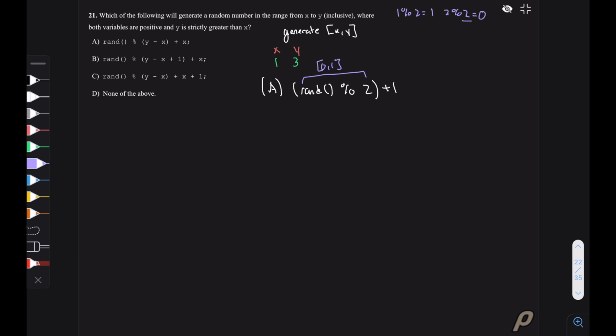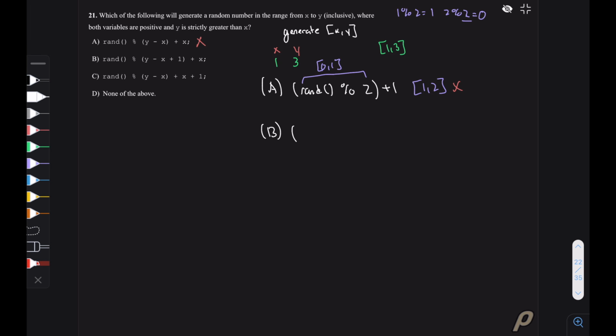And then once we add 1 to both of these bounds, then we're going to be generating from 1 to 2. And what are we looking to be generating from? We want to be generating from 1 to 3. So we know that that is not correct, as we're not generating to the right bounds. So A is incorrect. B.